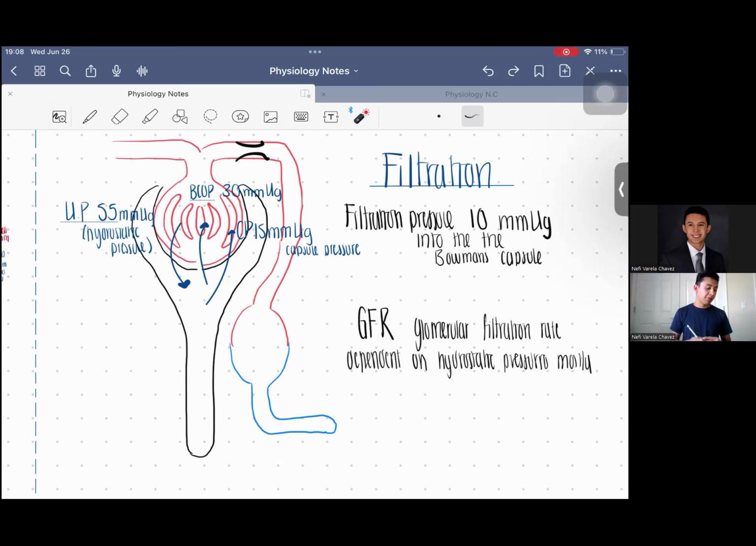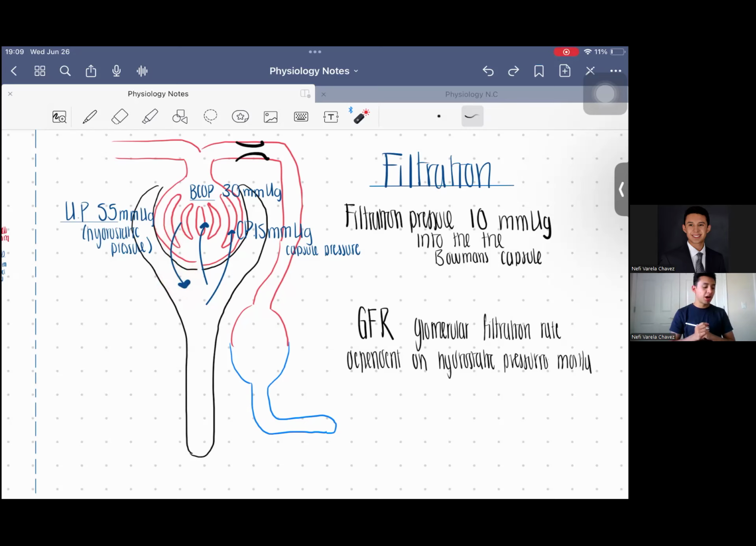And finally, we're going to have this called capsule pressure. Capsule pressure is going to be the pressure created by the capsule. Not a big science, it's implied in the name. So hydrostatic pressure is going to be a little bit higher than other capillaries in our vasculature. This one is going to be 55 millimeters of mercury, okay? And that's going to push water, liquid, and molecules from the vasculature to the nephron, okay?